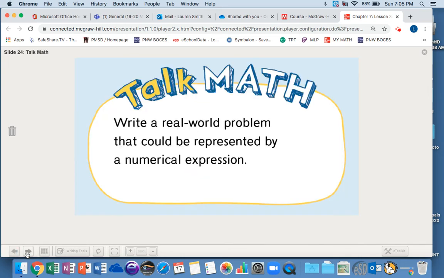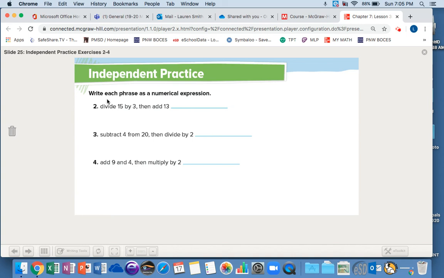Awesome job. Okay, for this one, we're going to write each phrase as a numerical expression. So we're doing the same thing, but we're going to write the expression. So that's what you're going to be practicing today, is how to write the expression. So I'm going to do these 3 with you. Divide 15 by 3, then add 13. So we're going to do 15 divided by 3.